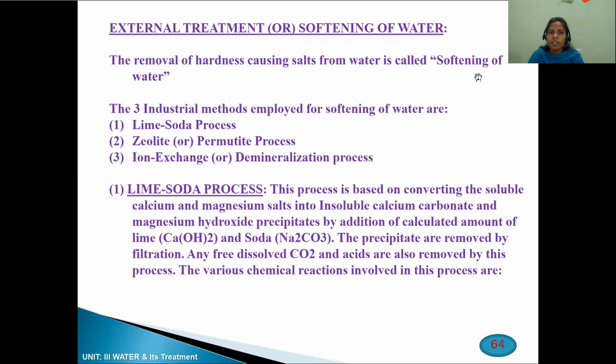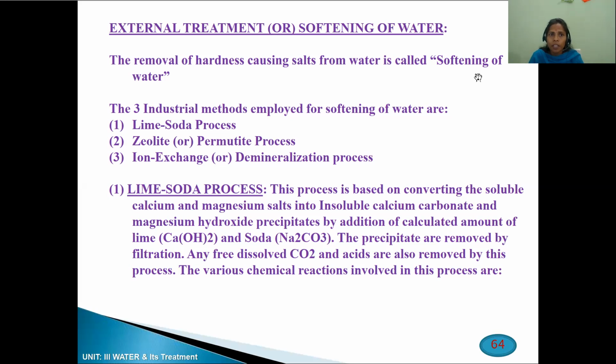Very good morning, students. In the previous session, we have seen the determination of hardness of water by using the EDTA method. So what is the use of the EDTA method? The EDTA method is used to find only the hardness of a given water sample. How much hardness is there in the given water sample? Yes, that is the main aim of the EDTA method.